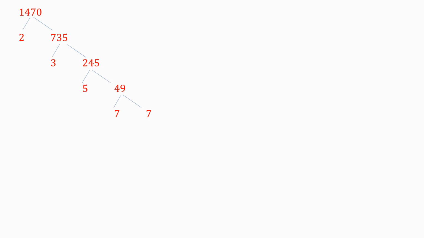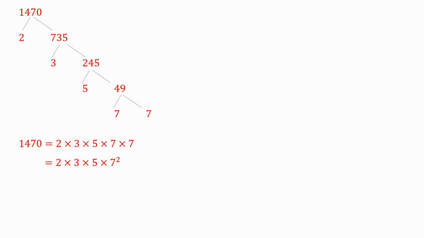So that means 1470 as a product of its prime factors is 2 times 3 times 5 times 7 times 7, which can be written as 2 times 3 times 5 times 7 squared in power form.